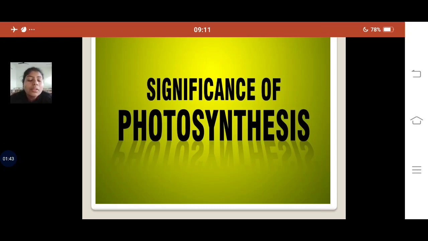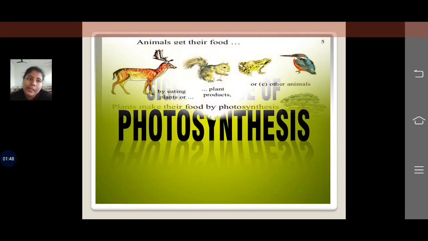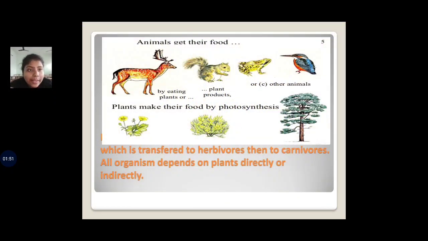So students, now it is time for you to know the importance and to work on it. Let's begin with the first one. The first one says that we depend on trees, on plants for our food directly or indirectly. How do we depend directly? We eat the plant products, plant parts. Directly when we are doing so, we are getting the carbohydrate which is stored in the form of starch in the plant body.